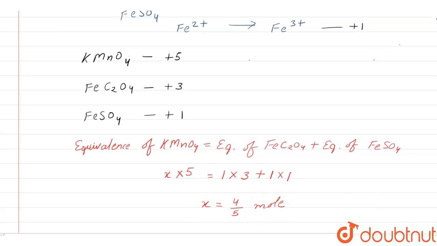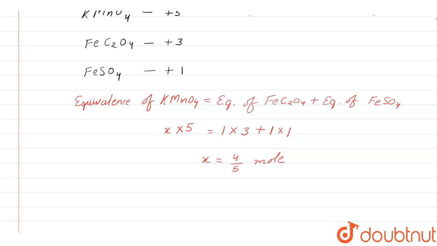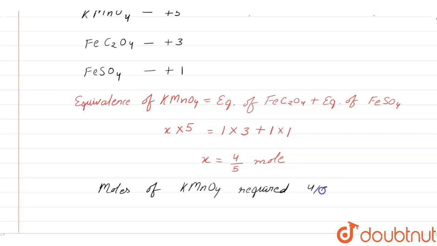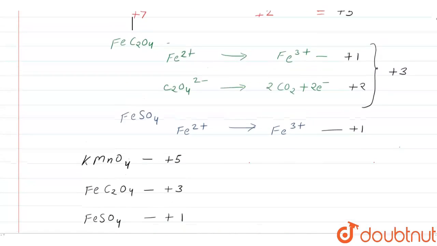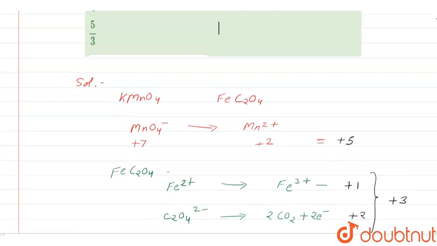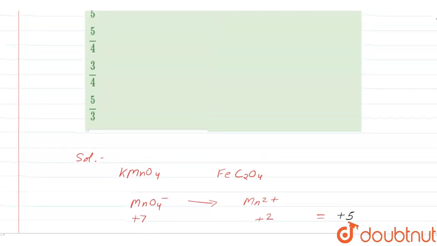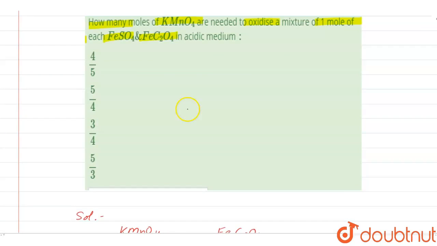So you can say that this is our final answer, and we can say that moles of KMnO4 required would be 4/5 mole for oxidizing 1 mole of ferrous sulfate and ferrous oxalate. Now let's see the 4 options, which option is the correct one. It is the first one, that is 4/5 here. This is our correct answer.